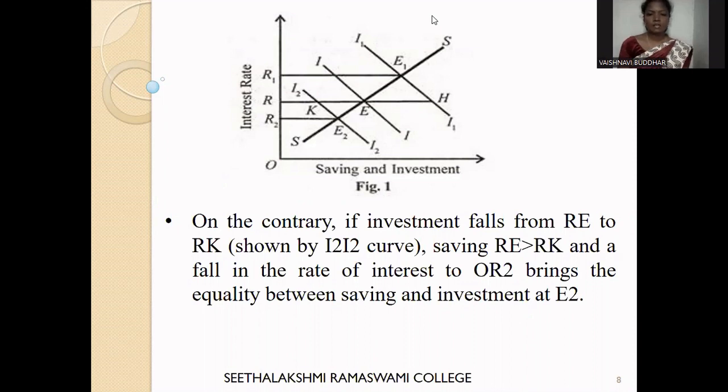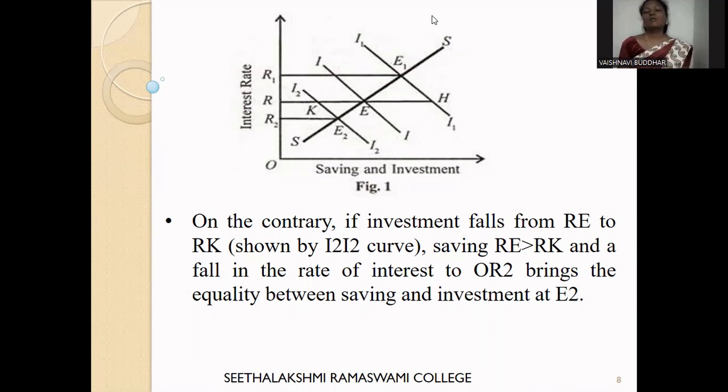On the contrary, if investment passes from RE to RK, we can see in the diagram, RE is the original equilibrium level we assumed earlier. If the investment declines from IE to I2, remember that a leftward shift of the investment curve shows a decline of investment, an upward shift of the curve shows an increase of investment, and a backward shift of the investment curve shows a decrease in the level of investment.